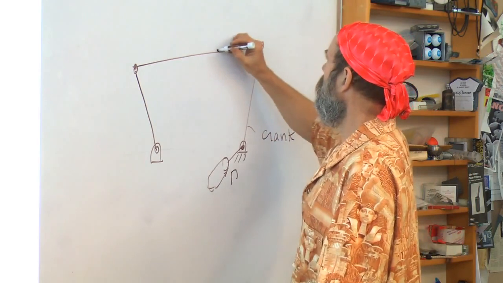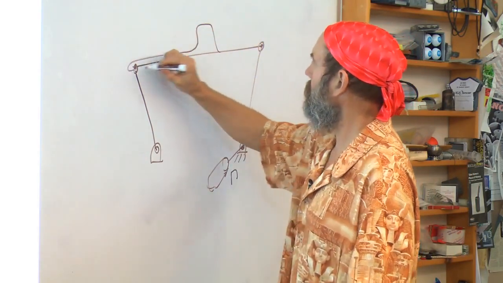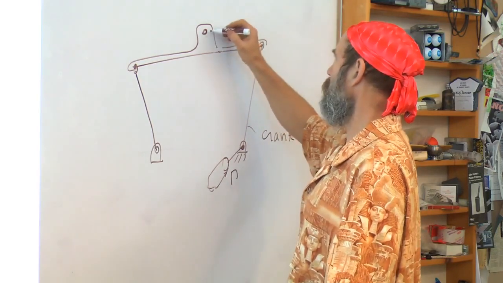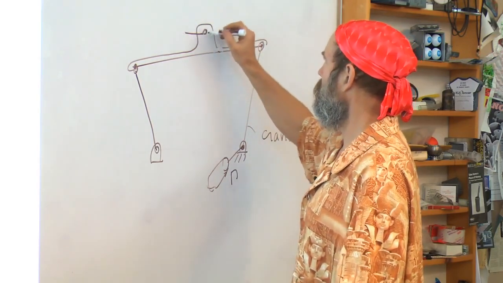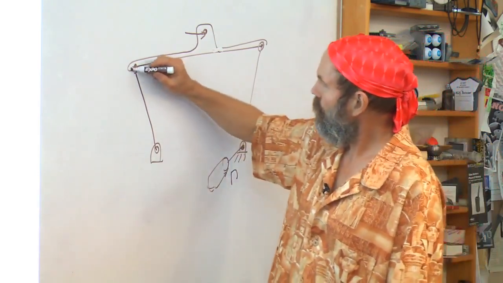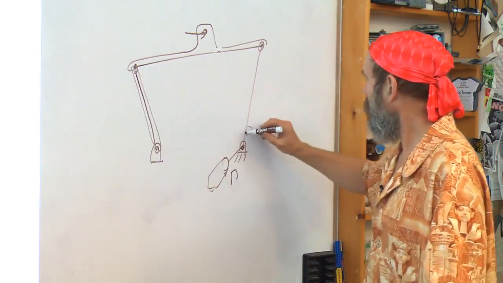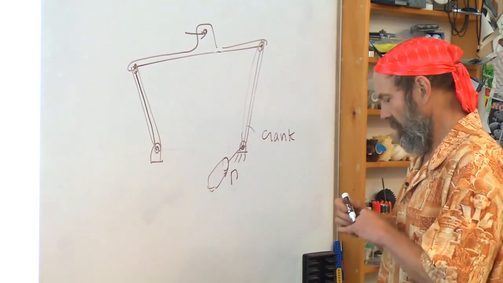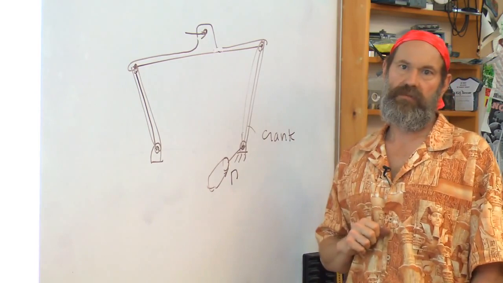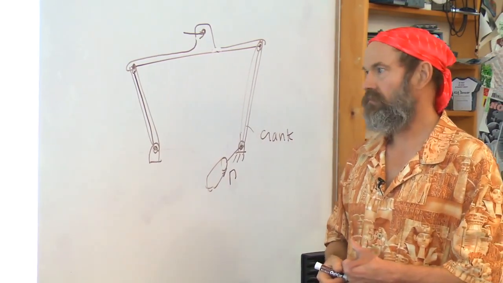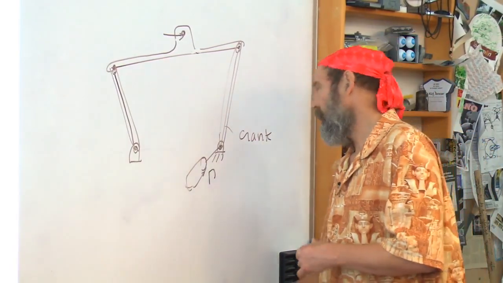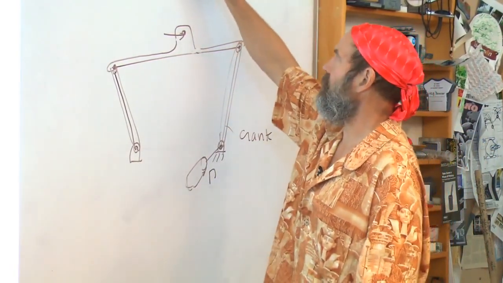And on my coupler link up here, at this point here, I'm going to be applying some kind of a force to it, always in the horizontal direction. How do I figure out when I apply a torque here, what happens up here? How do I figure that out? What can I do? Well, remember conservation of energy.